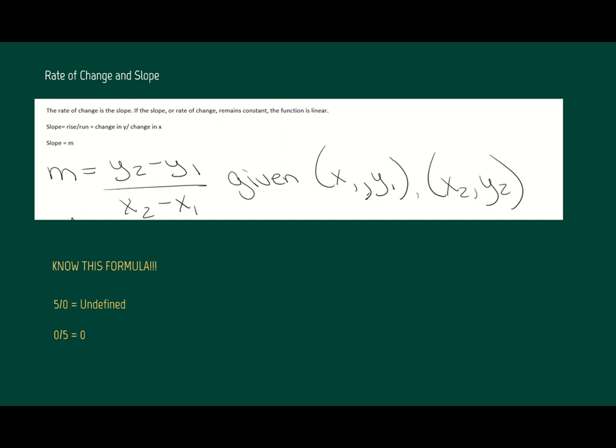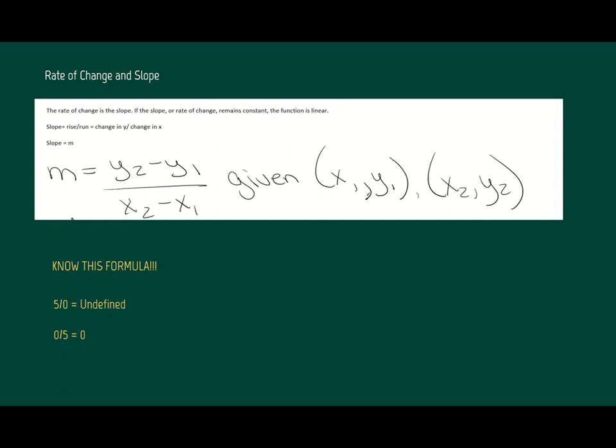Today we're going to be talking about the rate of change and slope. The rate of change is the slope. If the slope or rate of change remains constant, the function is linear. Slope is rise over run. It's also the change in y over the change in x. Slope, for whatever reason, is signified by m.